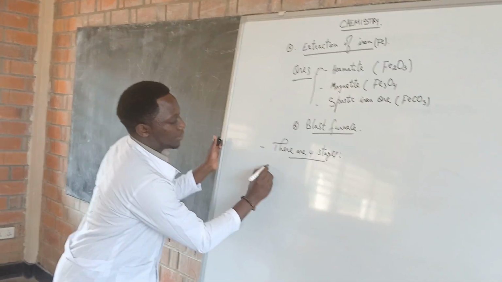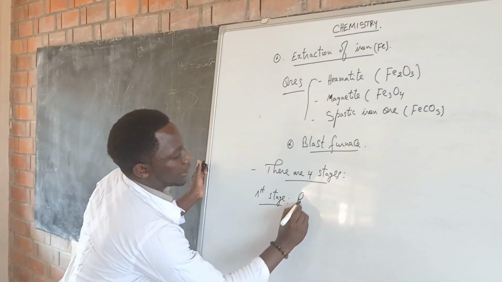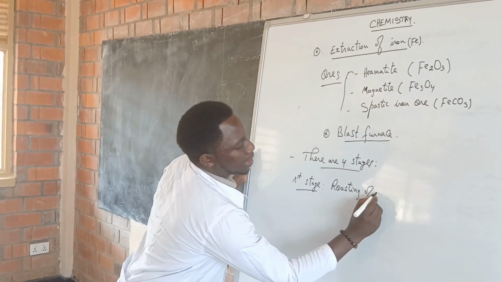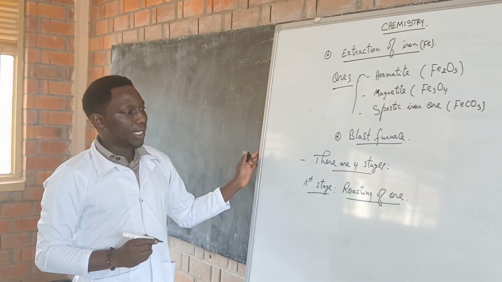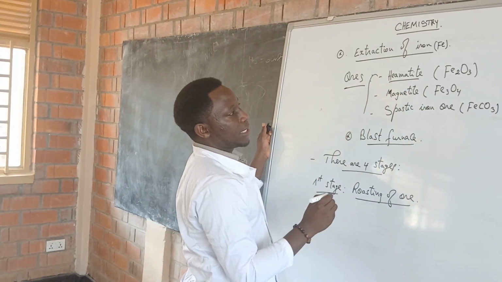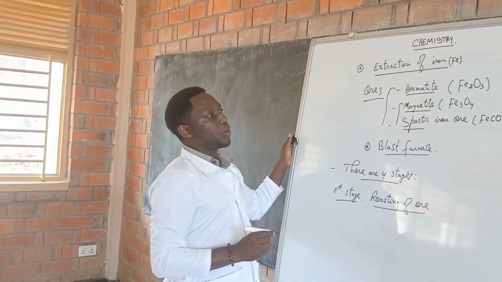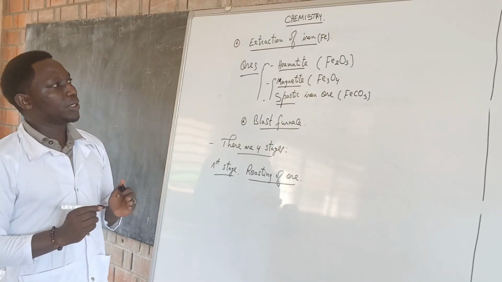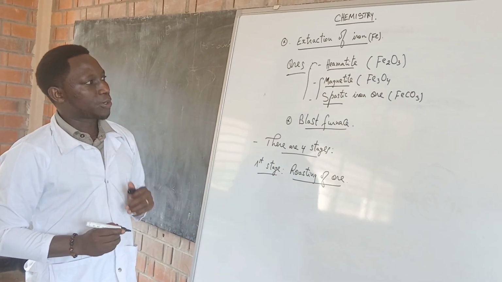The first stage is called roasting of ore. This stage is to change the different ores into hematite. This means if you extract and get these different ores, you have to change them into hematite. Our main ore for extracting iron is hematite, which is iron 3 oxide.